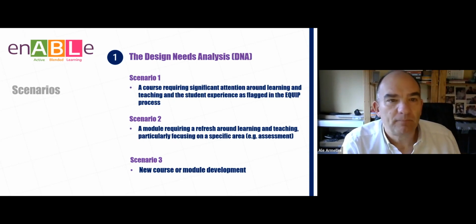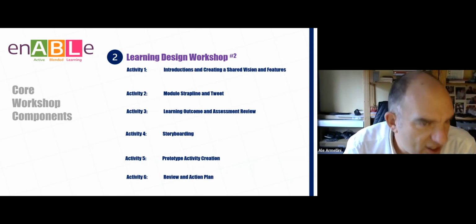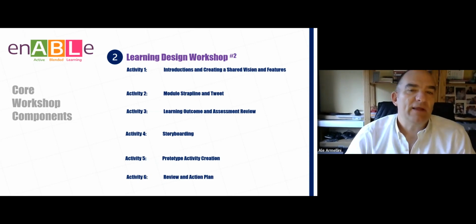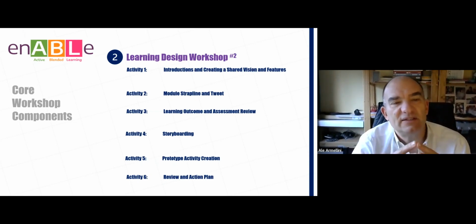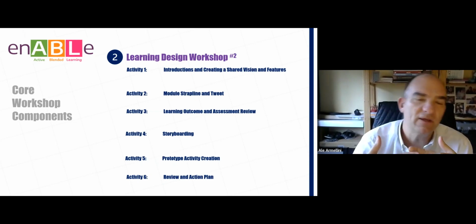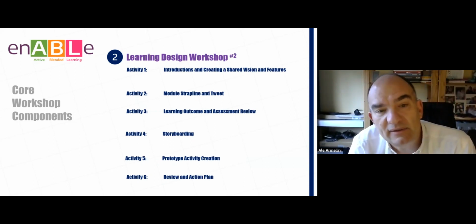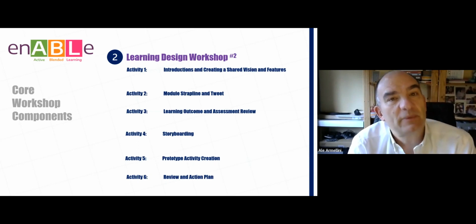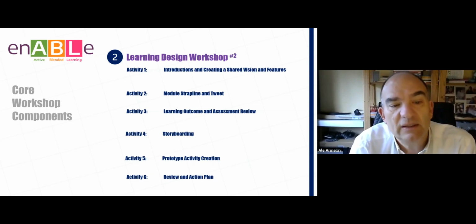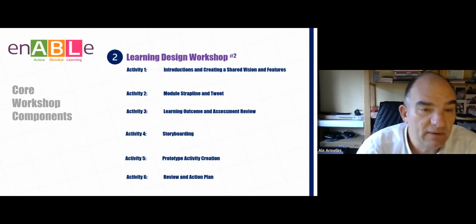The workshop itself, I've just summarized the 6 steps, the 6 stages of the workshop itself. And we're going to go through some of these today. We have an introductory activity and a values based activity. We come up with a mission statement or tweet or strapline. We do learning outcome and assessment review. Activity 4 is probably the most interesting of the lot, in my view, which is the storyboarding exercise around the course or the module. We prototype a number of activities and we use templates for that, which you can, of course, amend and adjust to each context, and we action plan towards the end.